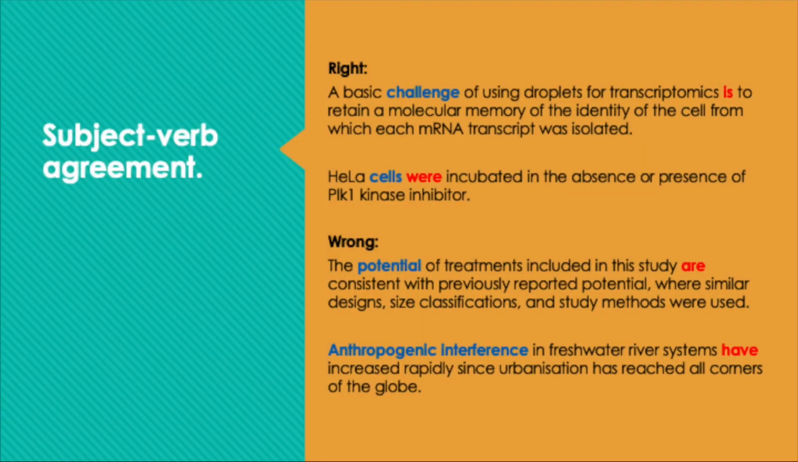A second example: anthropogenic interference in freshwater river systems have increased rapidly since urbanization has reached all corners of the globe. So again, have is following systems. And so systems is plural. You might think I should use the plural verb, but the verb is referring to interference, which is singular. It's a singular concept. So it should be has, not have. Anthropogenic interference has increased.